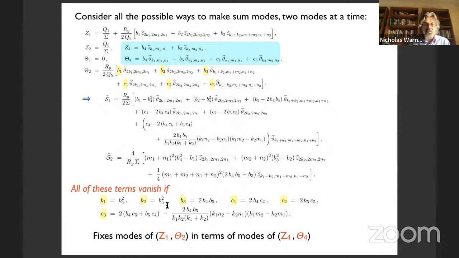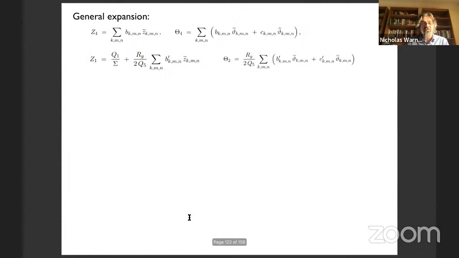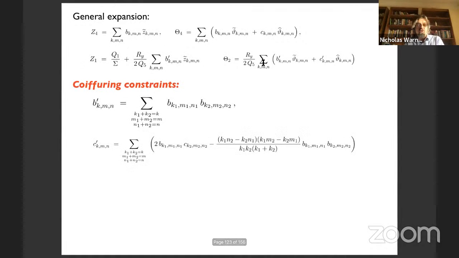And that means you can solve these coiffuring constraints. This one's quite complicated. It's a relatively new insight. So here's the putting it more generally. You get to choose Z4 and theta 4, so an arbitrary original solution and a supercharged solution. And then you've got the Z1 and the theta 2. And the coiffuring constraints simply say that this guy is entirely determined by when the modes add up to K in all possible ways, and similarly when these modes add up to K. So basically, these Fourier coefficients are totally determined by Z4 and theta 4.